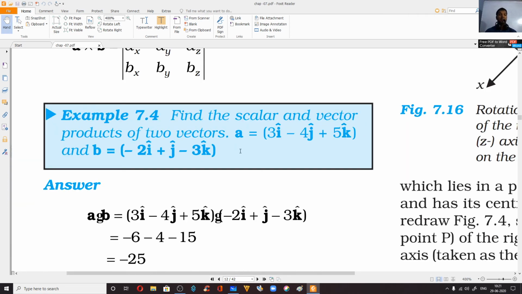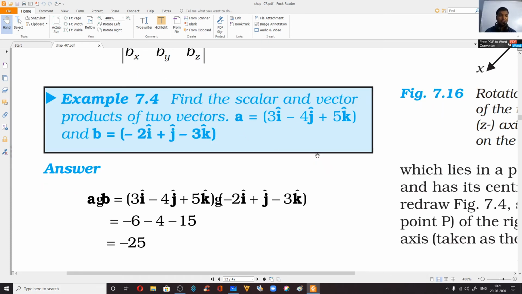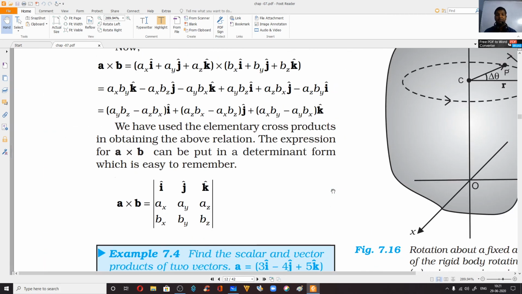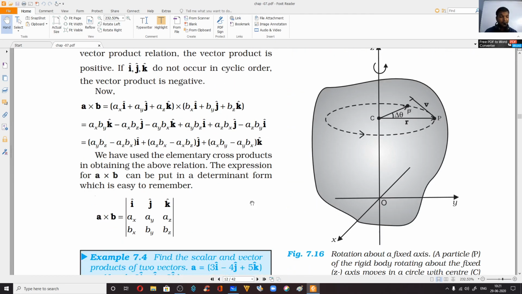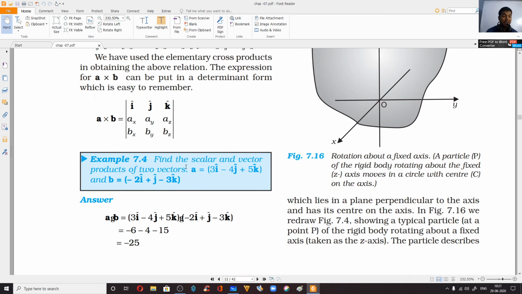So somewhere if they simply write without the bold font, you have to understand it. They are talking about the magnitude of this vector. All right. Fine. So please remember that when you are reading from your NCERT textbook. All right. Now, let us do the cross product and dot product.